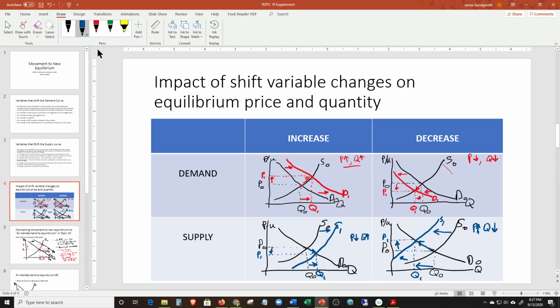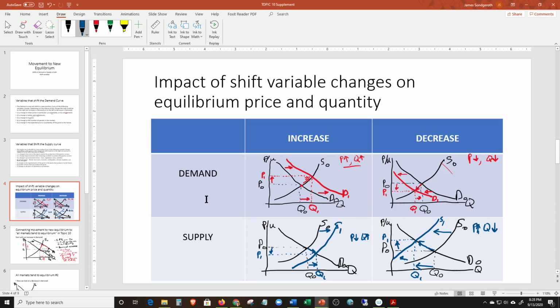And basically, this will be the case even if both curves shift at the same time. Whichever curve shifts more, it will be as if only it shifted as far as which way equilibrium price and quantity move. They could move by exactly the same amounts, in which case we'll either get an increase in quantity but no change in price, or an increase in price and no change in equilibrium quantity.